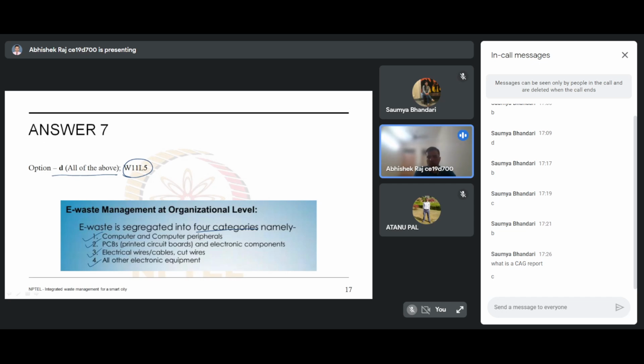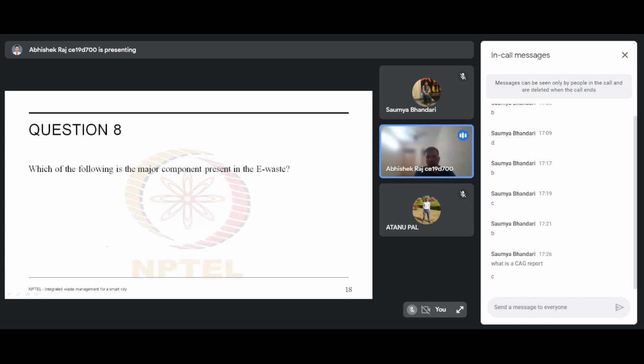Moving on to question number 8. Which of the following is a major component present in e-waste? Glass, plastic, metals, and liquids. We have some response for this. Okay. So yes, metals is correct.